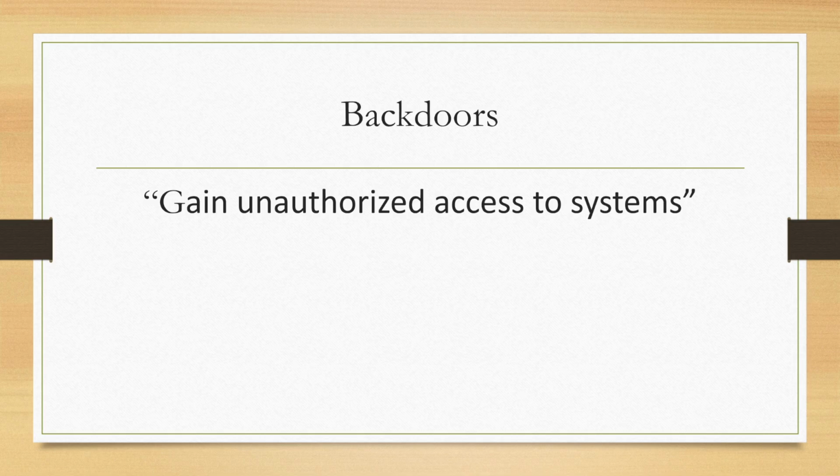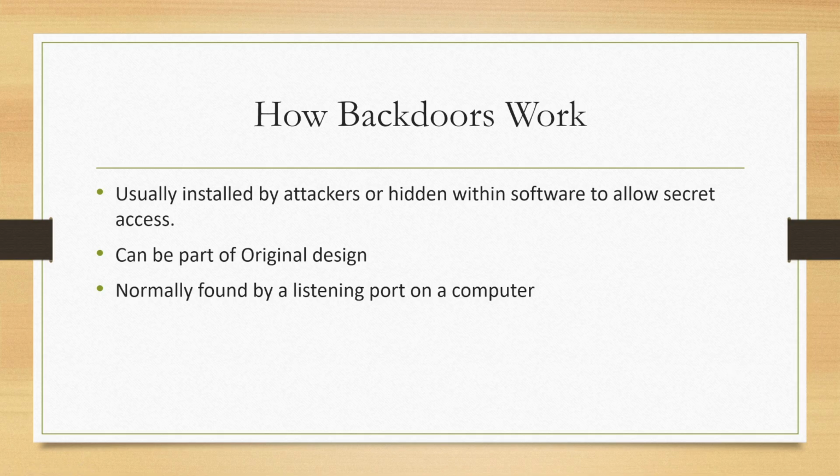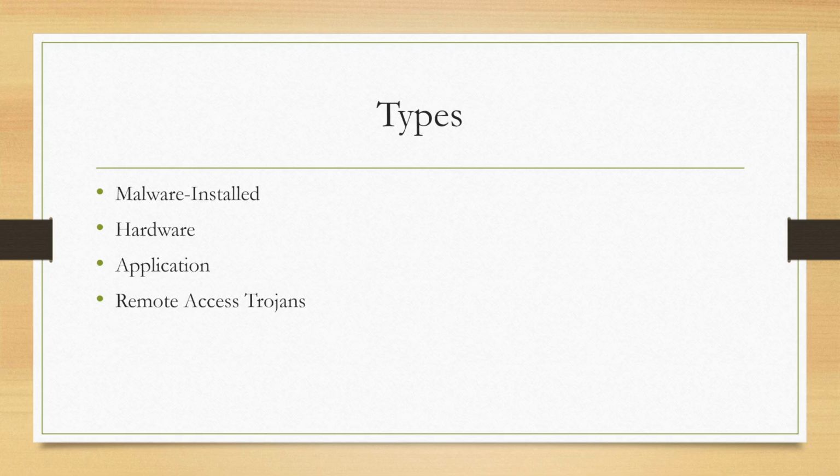Next, we have backdoors. A backdoor is a hidden entry point onto a system that allows an attacker to bypass security mechanisms such as authentication to gain unauthorized access to the system. Well, how do they work? They usually work by installing software to allow secret access. They can be an original design of a piece of software, normally found by a listening port on a computer.